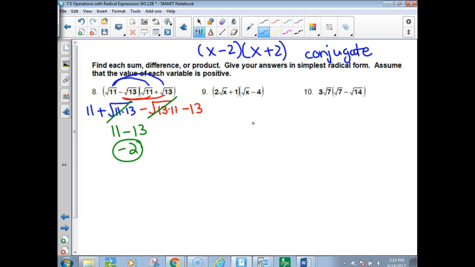But not all of these are conjugate pairs. So we have to go through the process of multiplying it out. If it's a pair times a pair, you do have to have 4 terms. Okay? Let's try number 9. 2 root x times root x. That's going to be 2x. 2 root x times negative 4 is minus 8 square roots of x. Now I'm going to do 1 times both of those, which is going to be plus square root of x minus 4.